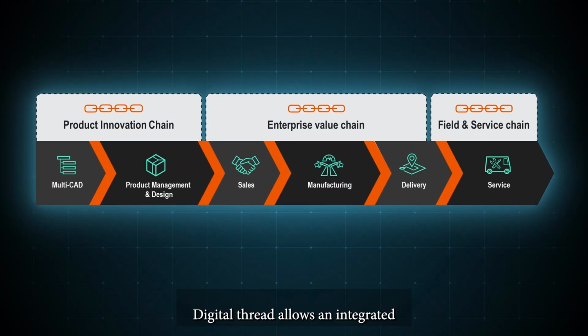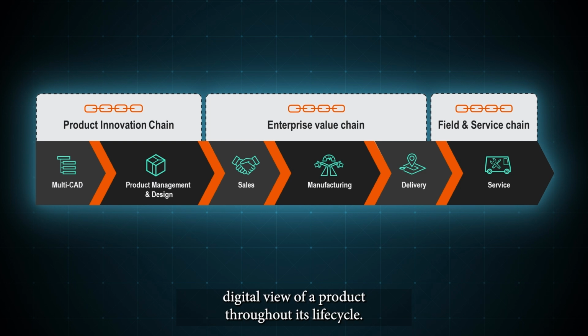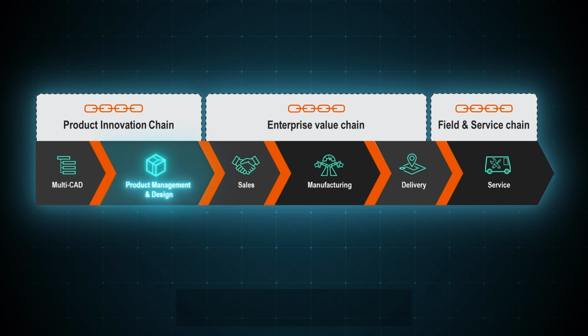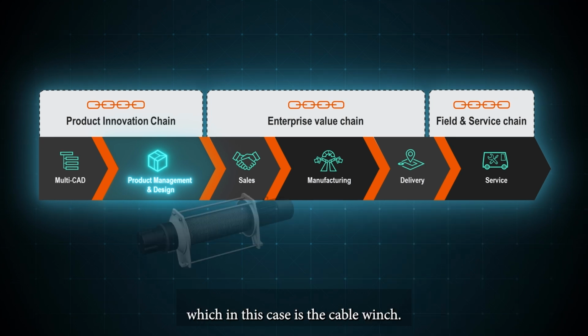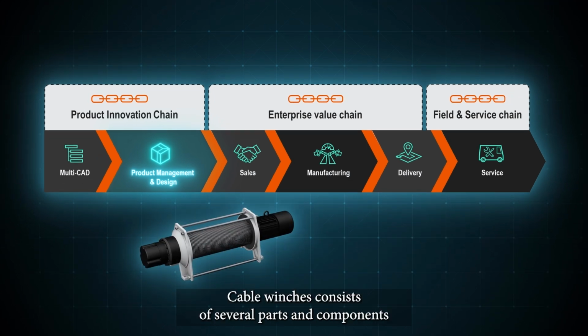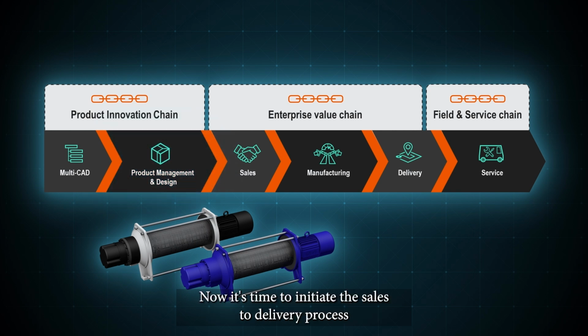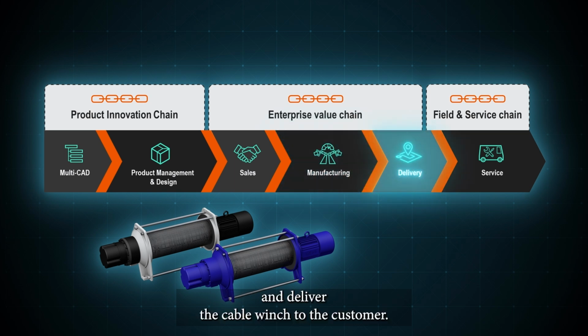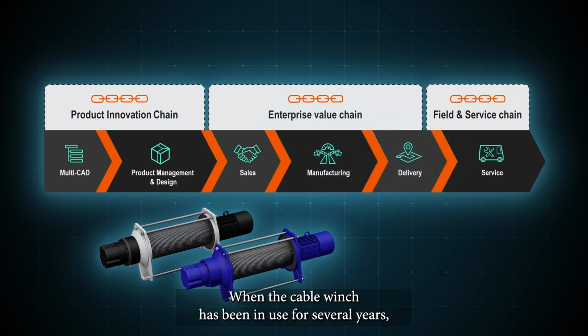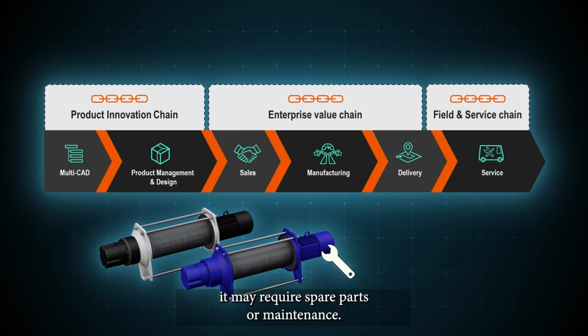Digital thread allows an integrated digital view of a product throughout its life cycle. We'll start from square one, the design phase of the product, which in this case is the cable winch. Cable winches consist of several parts and components that can be configured during the sales process to fit a specific customer need. Now it's time to initiate the sales to delivery process and deliver the cable winch to the customer. When the cable winch has been in use for several years, it may require spare parts or maintenance.